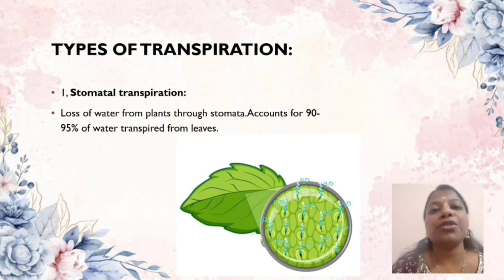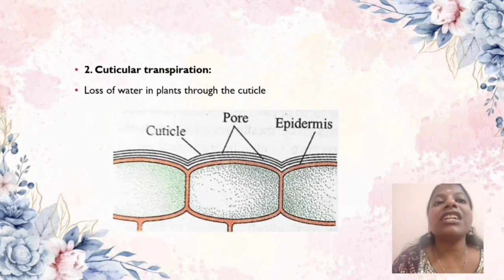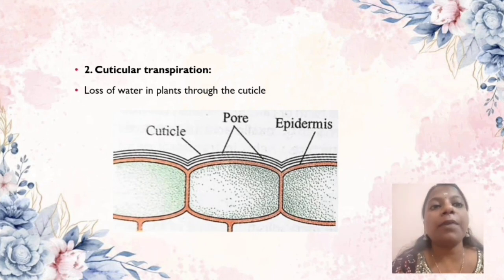And next we are going to see about cuticular transpiration. It's nothing but the transpiration that takes place through the cuticle layer. The cuticle layer is nothing but the waxy top layer of the leaf. In this image you can see the top layer is the cuticle, and this cuticle has many minute pores. Through those pores the transpiration occurs.